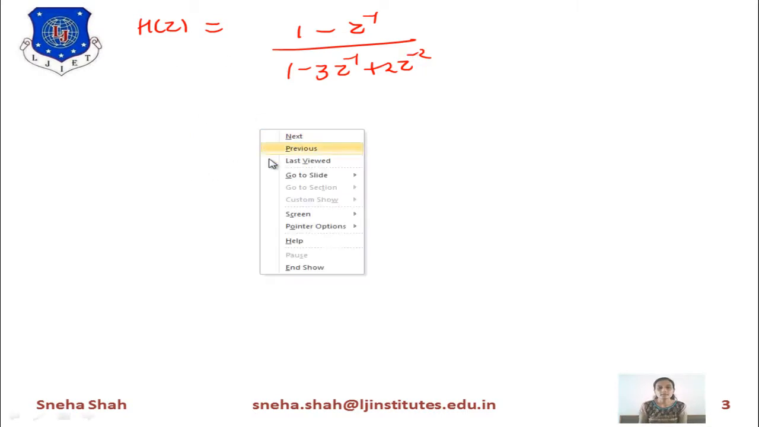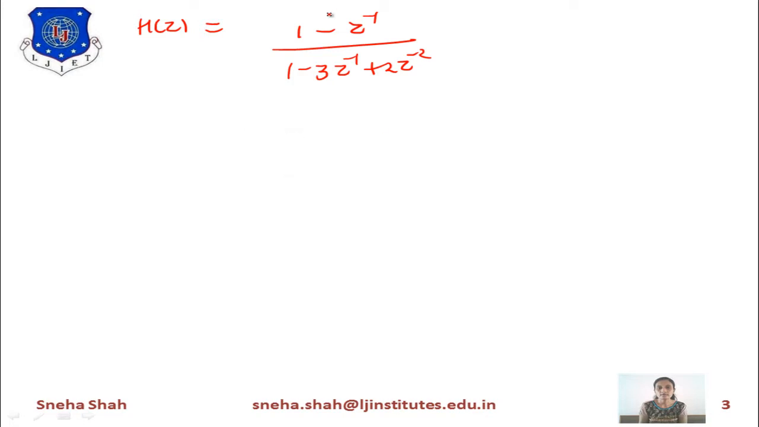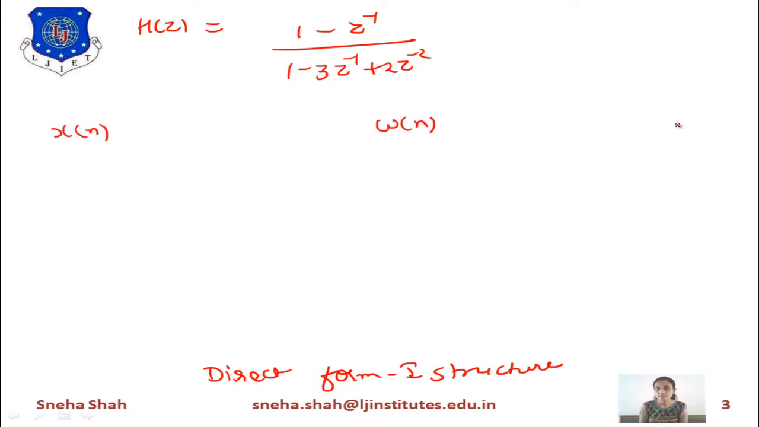Now in this equation, if we want to draw the direct form 1 structure, then this part will be considered as H1 and this part as H2. H1 equals W upon X. From that we will draw the graph, directly drawing the direct form 1 structure. I will start from the input x(n), the middle part is w(n) and the output is y(n).